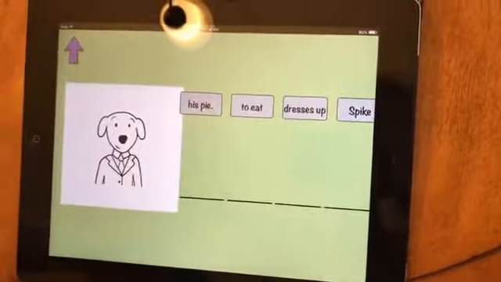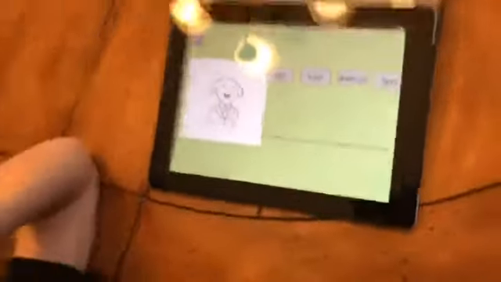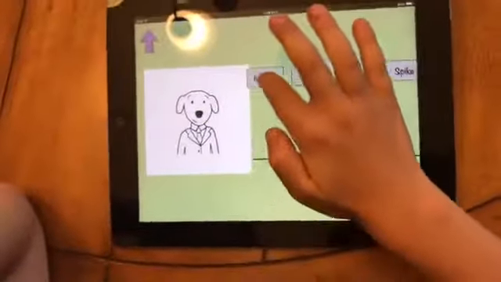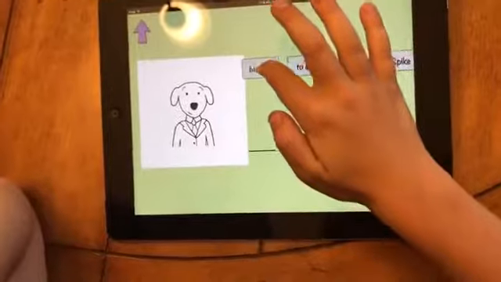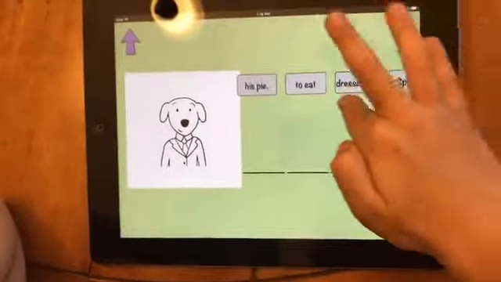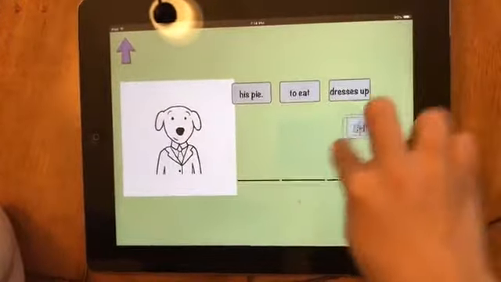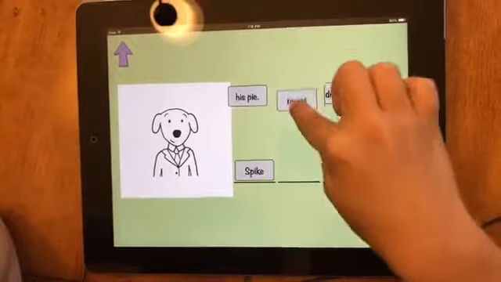It's a little different. Look at the picture. Look at the word. Build the sentence that describes the picture. A dog with a wedding, clothes on. Not what you expect, huh? Spike dresses up to eat his pie.